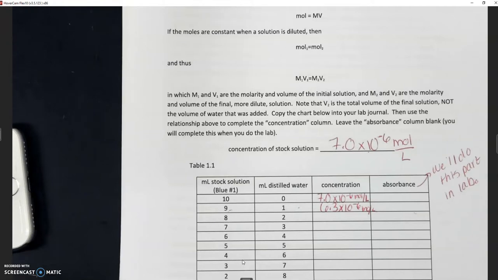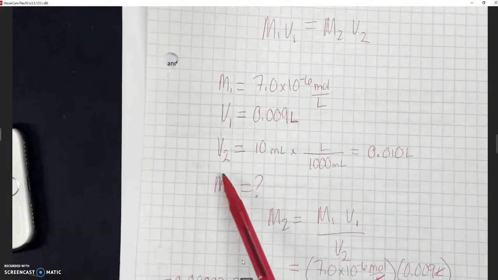All right, and that's basically all it is to it. You're going to continue to do the same thing for each one of these problems here, except this time you're using 8 milliliters of stock solution and 2 milliliters of distilled water. And all you got to do is plug it into the formula. Just like we did it right here, you're solving for M2 each time.